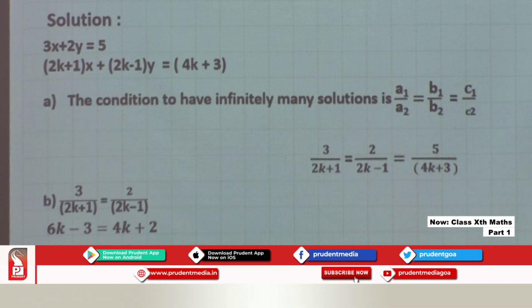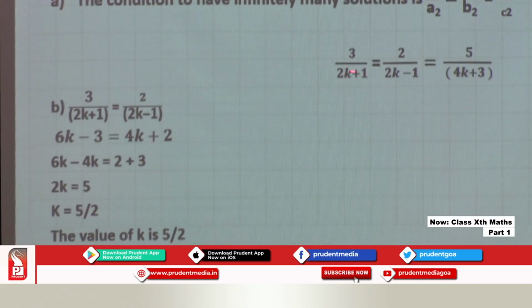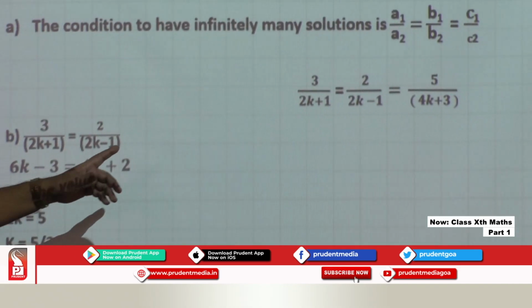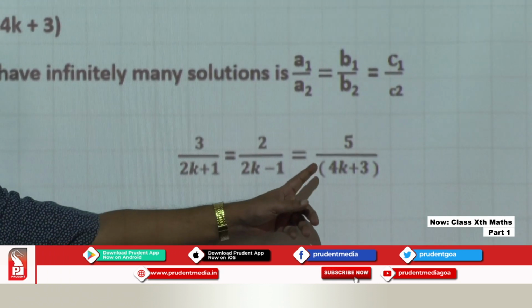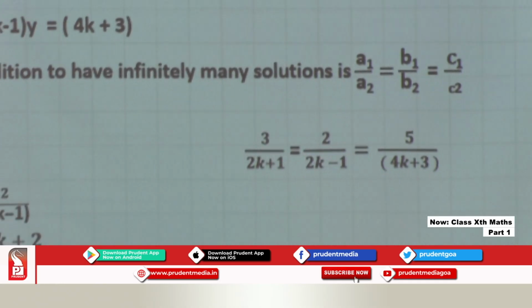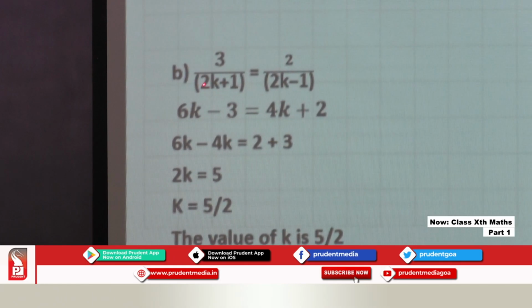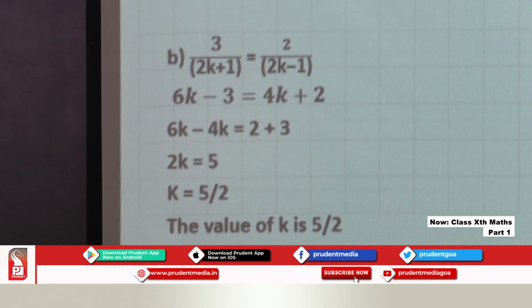Now to find the value of k, let me take these two values. I have taken for b only these two. See, here please note that everywhere there is k. So out of the 3, you can take any two values. So I have taken here the first and second one: 3 upon 2k plus 1 is equal to 2 upon 2k minus 1.